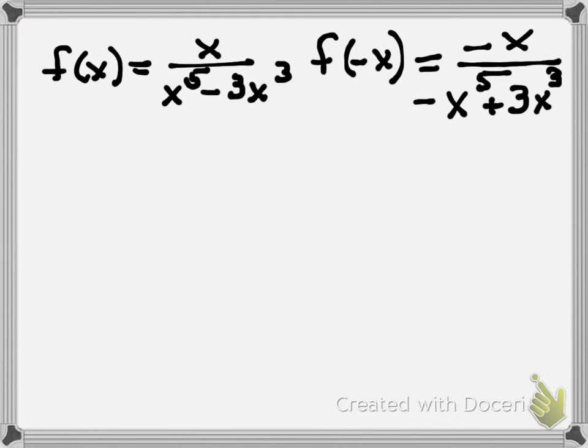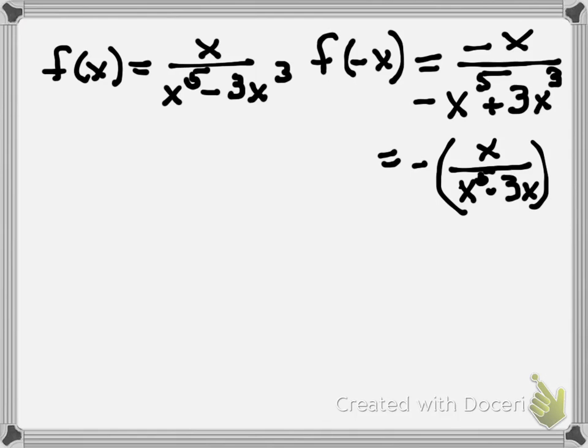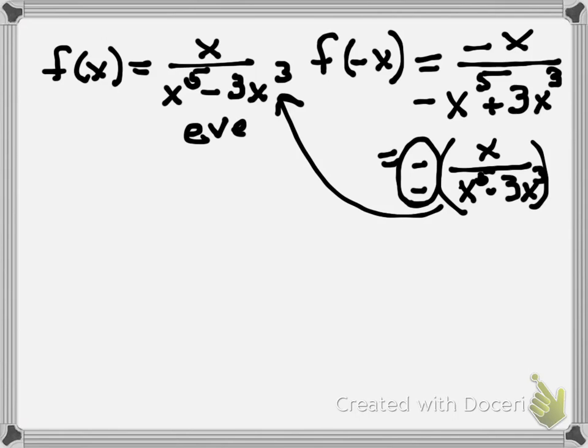Now, a negative divided by a negative in a fraction is the same as a positive. So if I factor a negative out of the numerator and a negative out of the denominator, a negative divided by a negative is a positive. So actually what we're getting here is exactly like we started with. Since this looks exactly like the original, this is an even function. So you have to be careful.